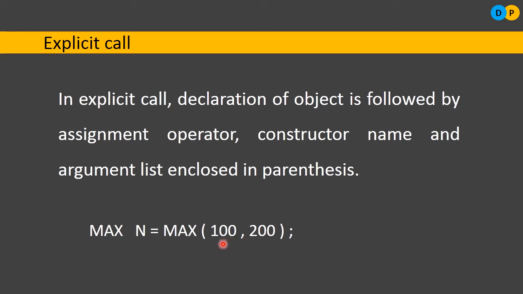We are passing some arguments, that's why we can say it is a parameterized constructor. But how you are invoking it, how you are calling it, how you are making use of it: you are calling it explicitly. You are directly calling it. So in an explicit call, the declaration of the object will be followed by the assignment operator, then followed by the constructor name. Next, within the parentheses there will be an argument list. So this is an explicit call.